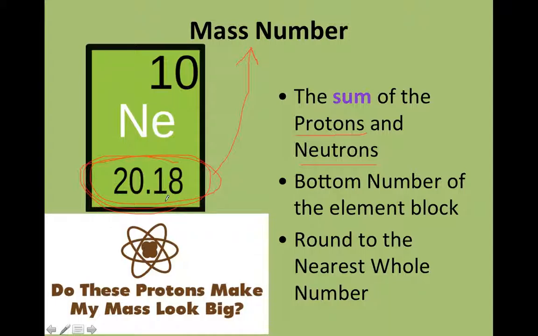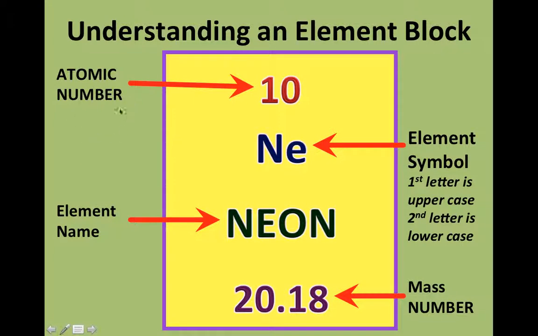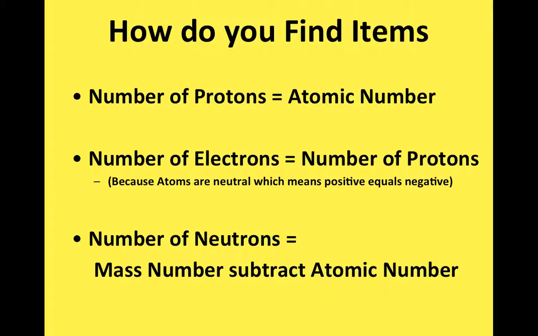Okay? Now, just to recap on here, the atomic number, remember, is found at the top. We have our symbol, which the first letter is always capitalized. The second one is lowercase. And then you have the name. And then the last one is your mass number. And it's usually a decimal because it is an average of all the possible mass weights that that element may have. So where do you find these items?